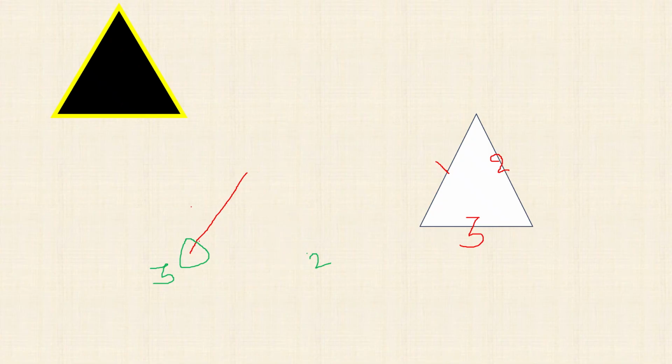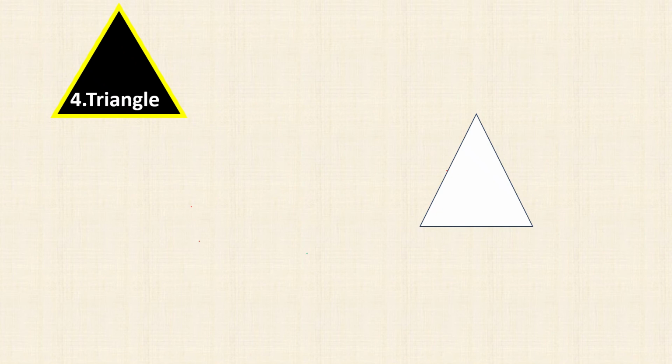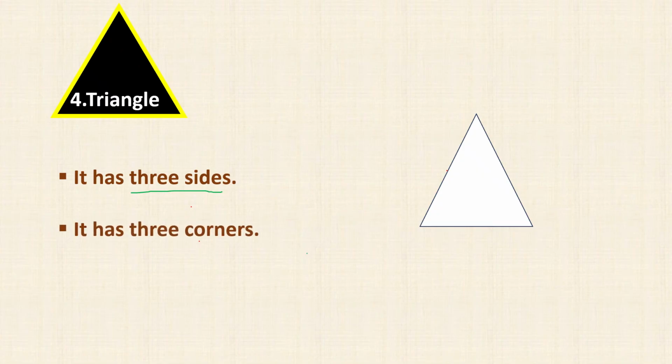It's a rough sketch of the image, and that image is considered, as you know, a triangle. So here the first point is it has three sides. Next point is it has three corners: first corner, second corner, and third corner. And the three sides: first side, second side, and third side. Okay, hope it's clear to you.